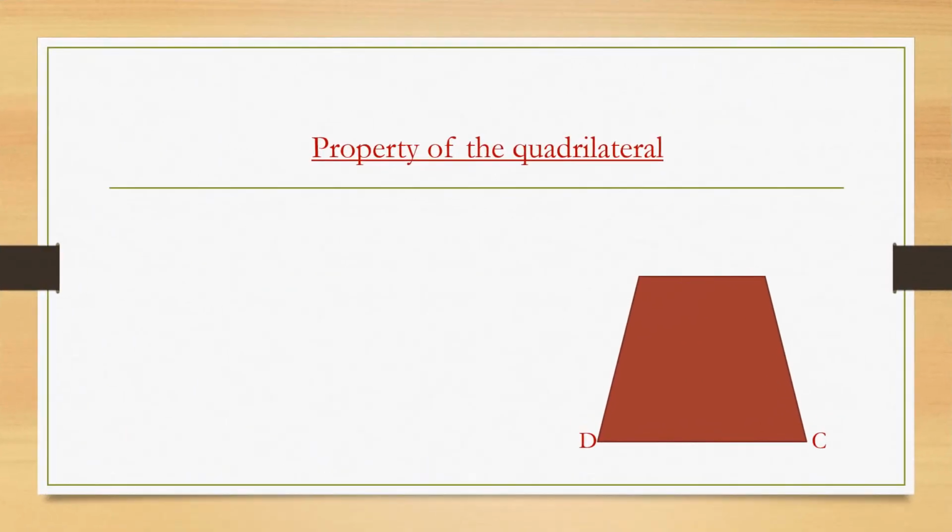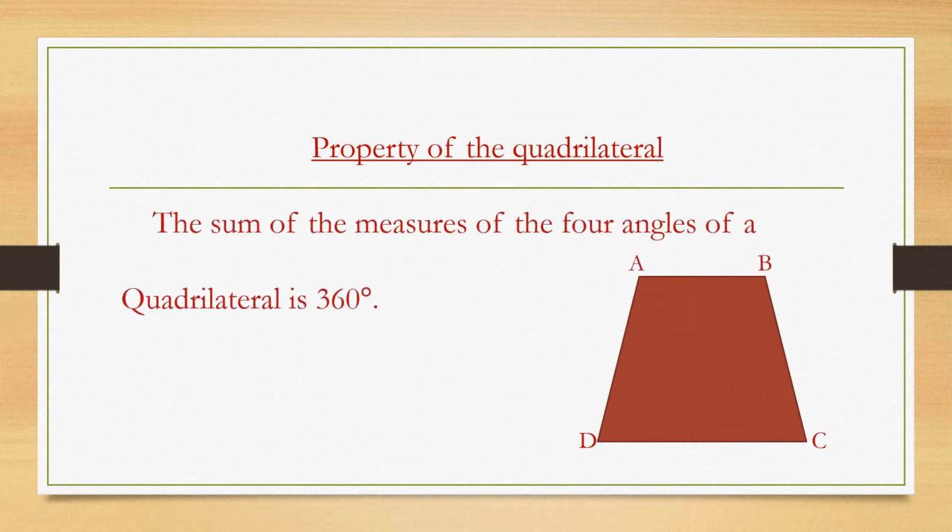Property of the quadrilateral. The sum of the measures of the four angles of a quadrilateral is 360 degrees. In this quadrilateral ABCD, the four angles are angle A, angle B, angle C and angle D. Therefore, the property is angle A plus angle B plus angle C plus angle D is equal to 360 degrees.